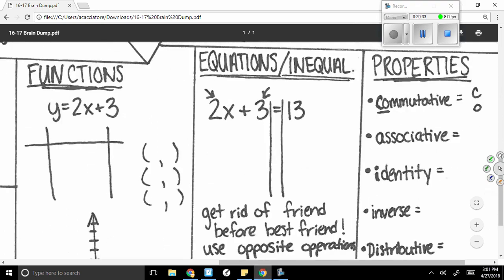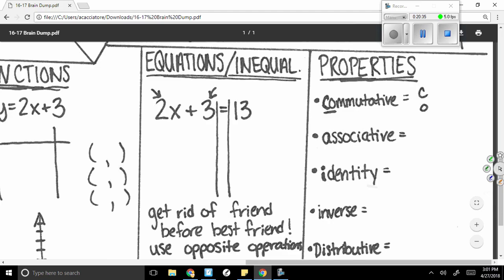Moving on to our equations and inequalities. Remember, I always like to draw my railroad tracks here. I talk about my best friend is the number that's with the x, and my regular friend has a plus or a minus with it. The first thing I want to do is get rid of my regular friend, so if they were adding, I'm going to subtract. Then my best friend and my variable are still there.